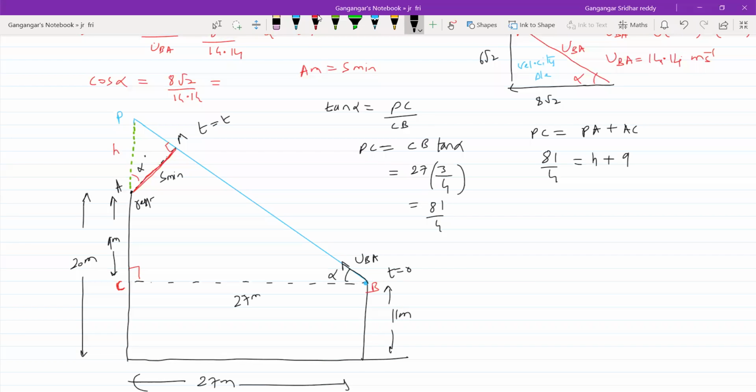After getting H, cos alpha is equal to S minimum by PA. H is 45 by 4. Yes. So that is H, I'll write it. Cos alpha, I think, is 4 by 5. Okay, 4 by 5. So S minimum is 9 meter. This is our answer.